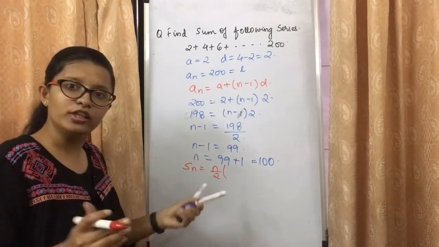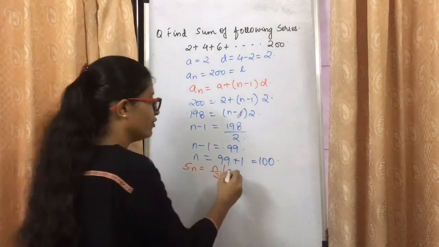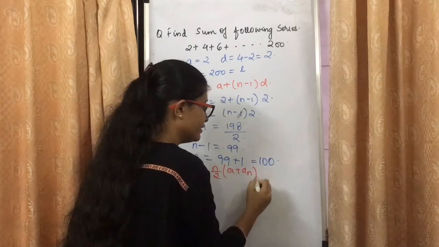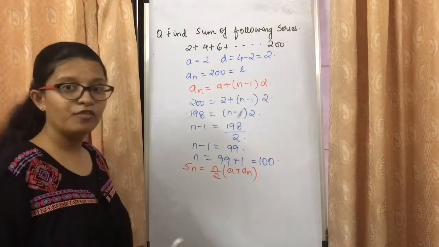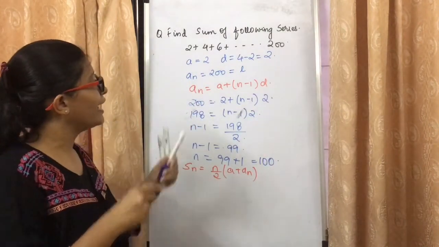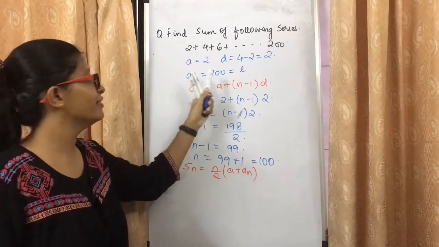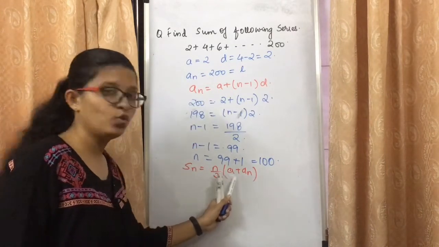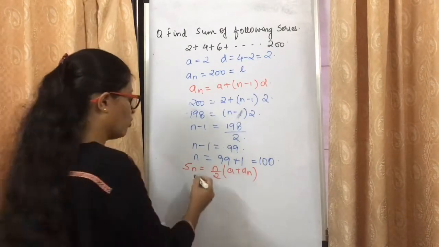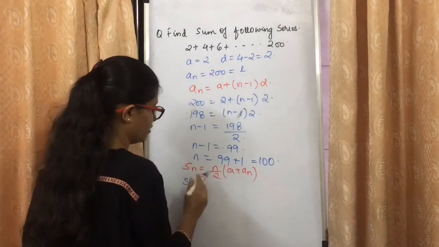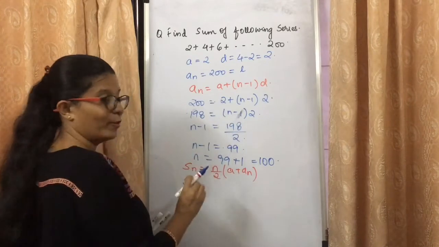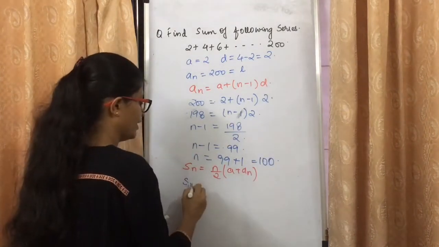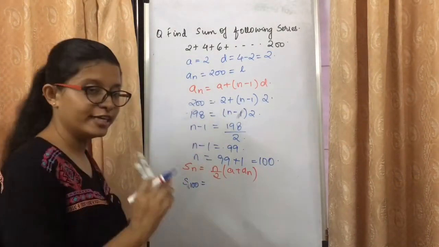अगर आप यूज करोगे तो आपको सेम आंसर मिलेगा, but we have already written a plus an. That is also one of the formulas for Sn, and it is already directly given in the question. The value for an is 200. So we can find Sn is equals to n by 2 into a plus an. Now by substituting the terms, Sn is nothing but we have how many terms? 100 terms. So we are going to take the sum of all the 100 terms.